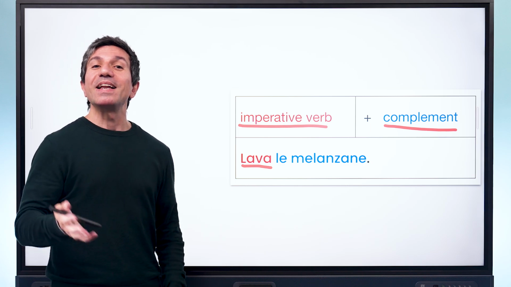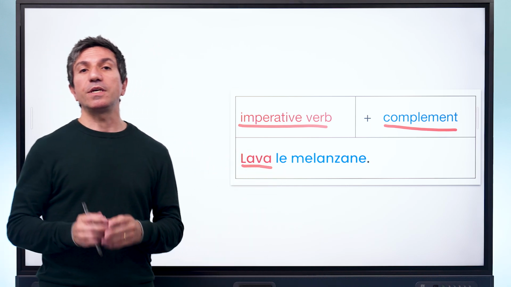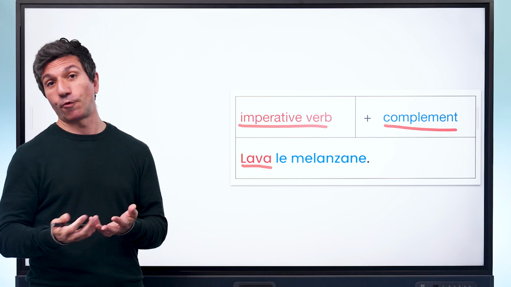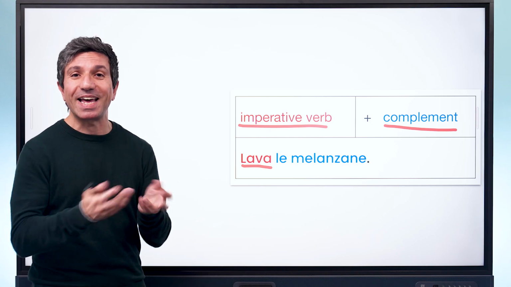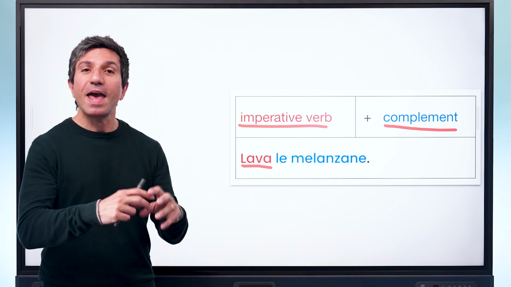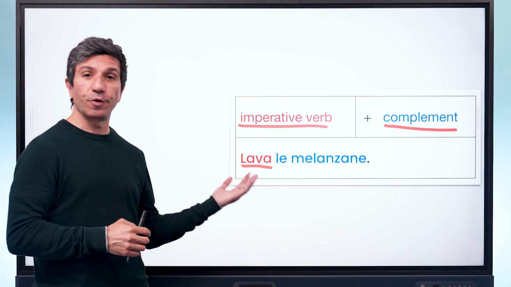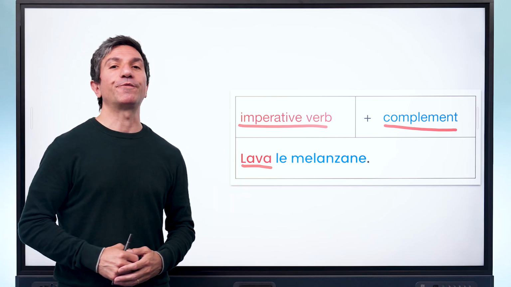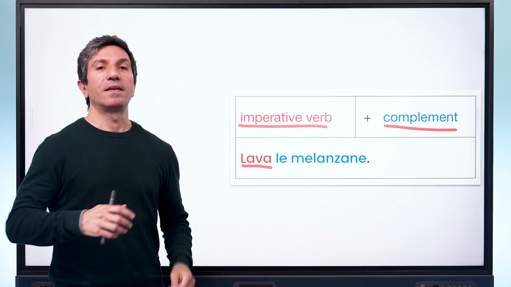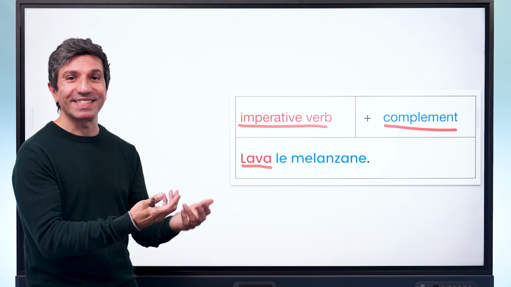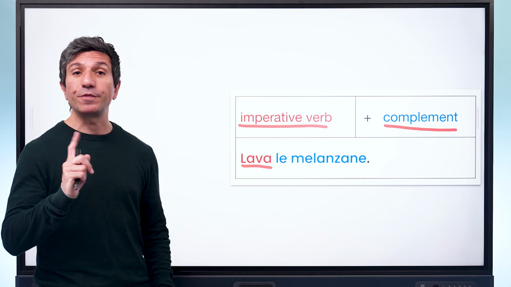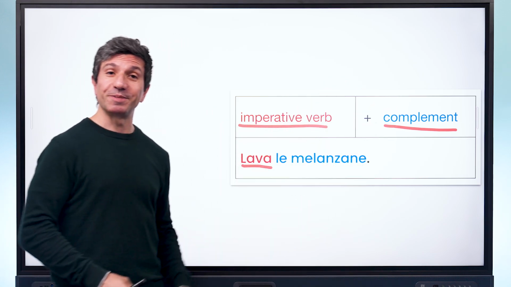Next is the article le, which is the definite article meaning the. It's used here in its feminine plural form because it refers to melanzane, a feminine plural noun. Then we have the noun melanzane, meaning eggplants. This is the object of the verb, the thing being washed. So it functions as the complement in the sentence. Altogether, it's lava le melanzane. Wash the eggplants. This sentence is a clear example of the imperative verb plus complement pattern.